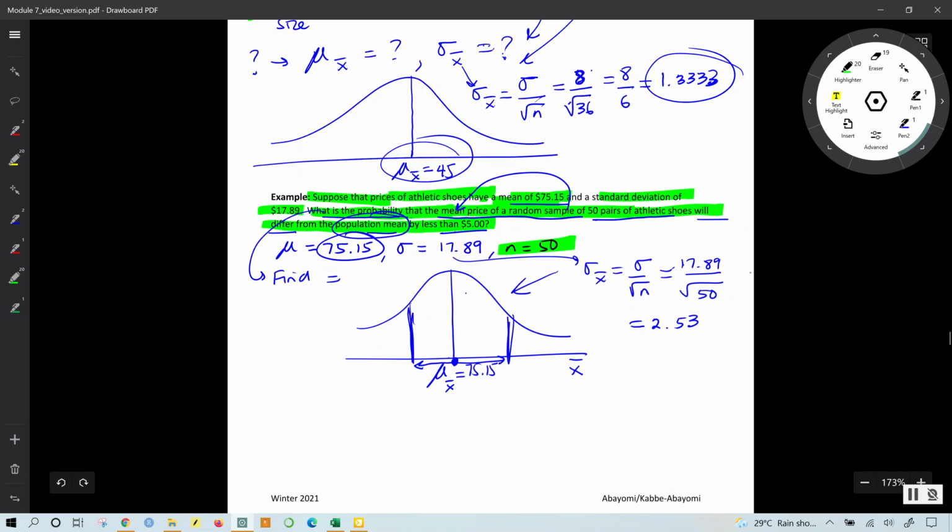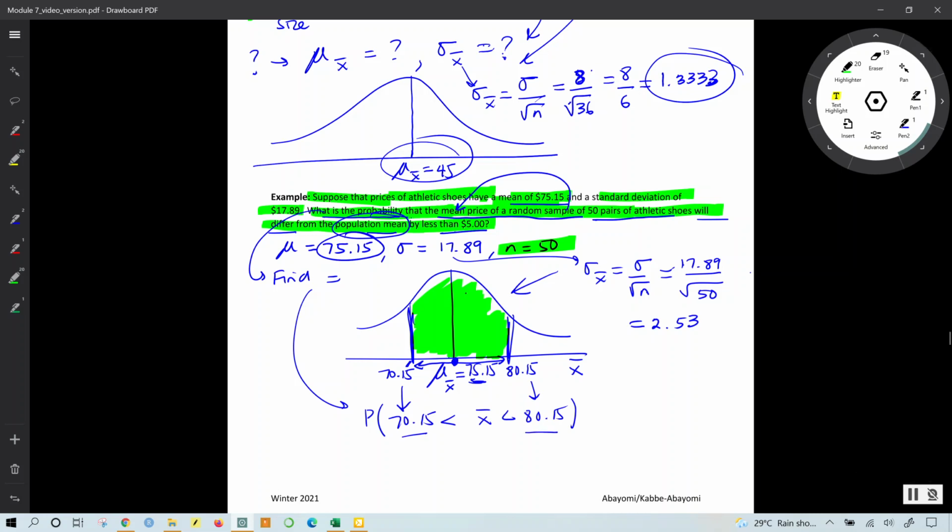bounded by 75.15 minus 5, that will give 70.15, and 75.15 plus 5, that will give 80.15. So we're interested in the probability in this range. So this question means we should find the probability that x bar is between 70.15 and 80.15.